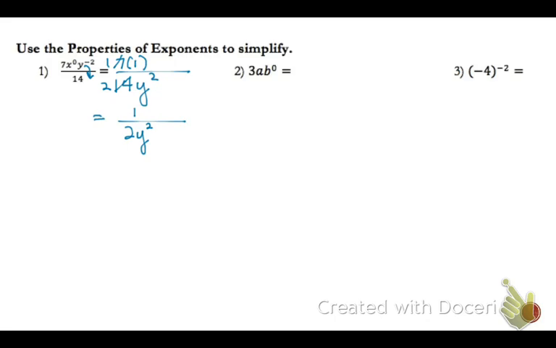In number 2, remember that 3 is to the first power, a is to the first power. It's only b that's to the 0 power, so that's the only term that will become 1. So 3a times 1 is simply 3a.